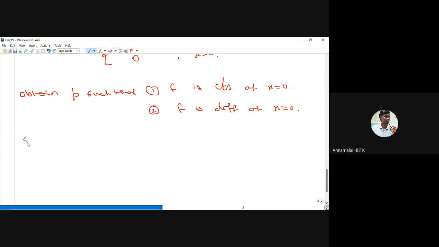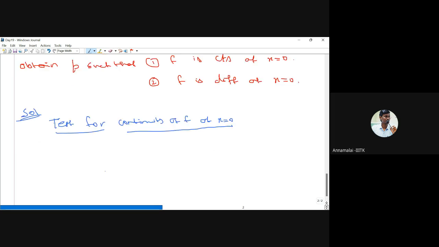What is the solution? Again, we have to find the right hand limit and left hand limit. So you have to find the right hand limit for continuity. Test for continuity of the function f at the point x equal to 0. First you have to find the right hand limit and left hand limit of this. Both should be equal to f of 0. So first you have to find the right hand limit of the function f of x. That is, if you take any sequence xn which is greater than 0 and xn converges to 0, we have to check what is f of xn.